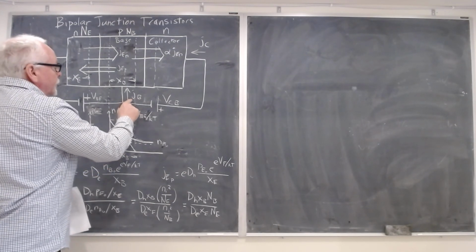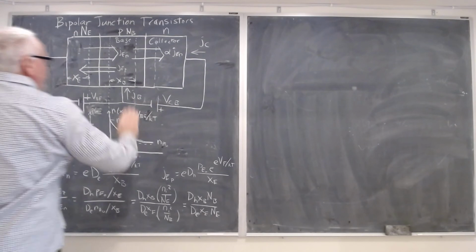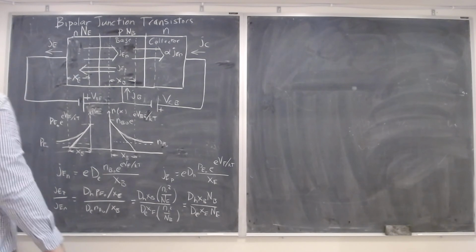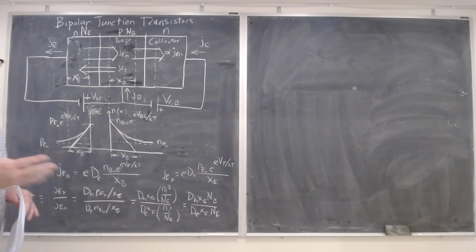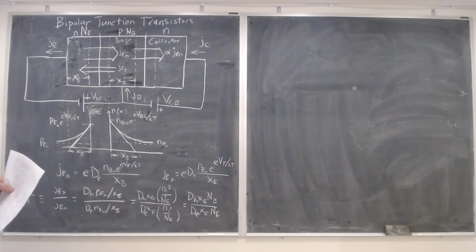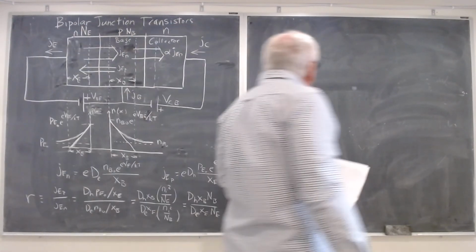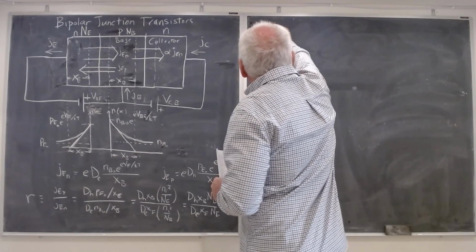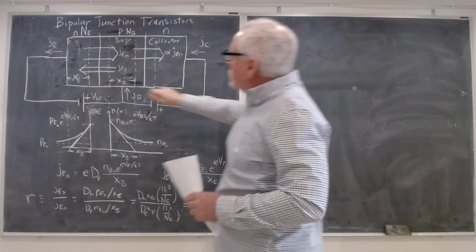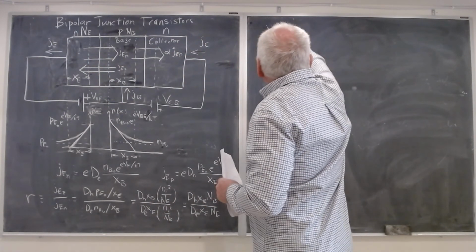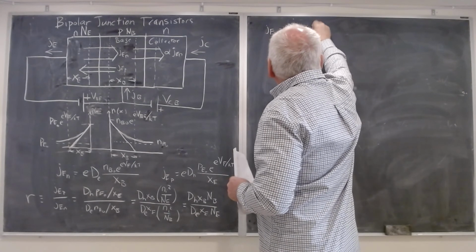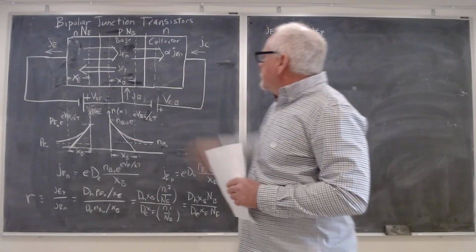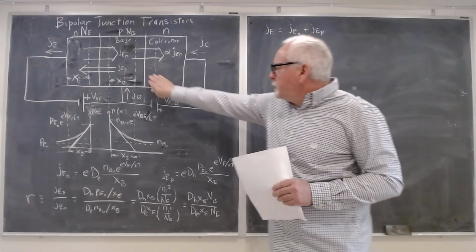And now, this is what you always do. You define the base and collector currents as flowing into the device, and you define the emitter current as flowing out of the device. You could do it the other way, it's just that it makes it more convenient to calculate everything. And J sub E is the sum of these two. All right. And J sub C is just that one, because this is reverse biased.